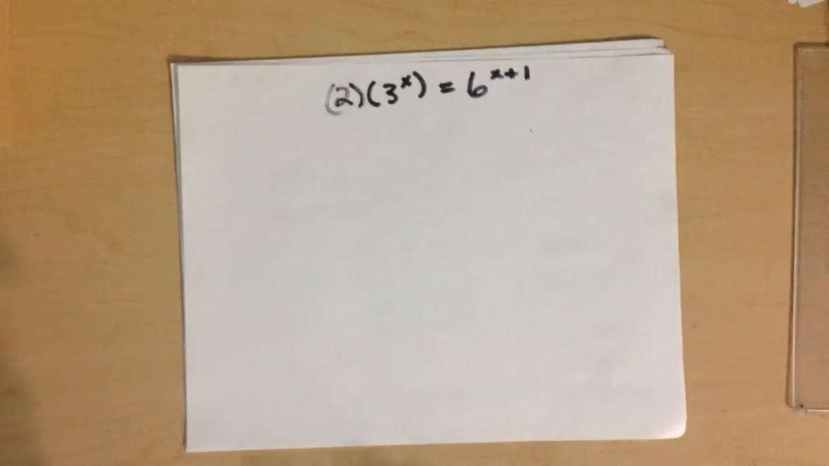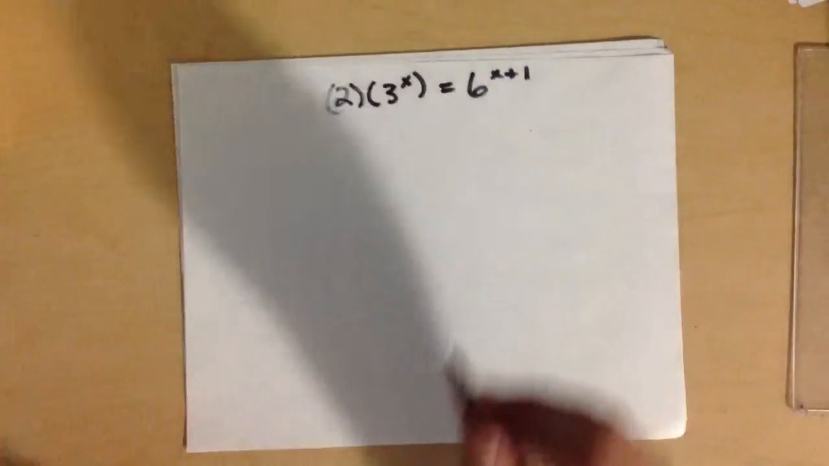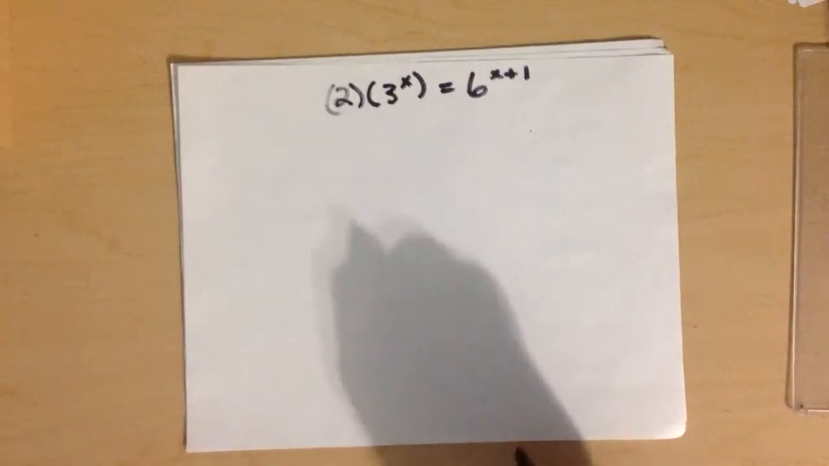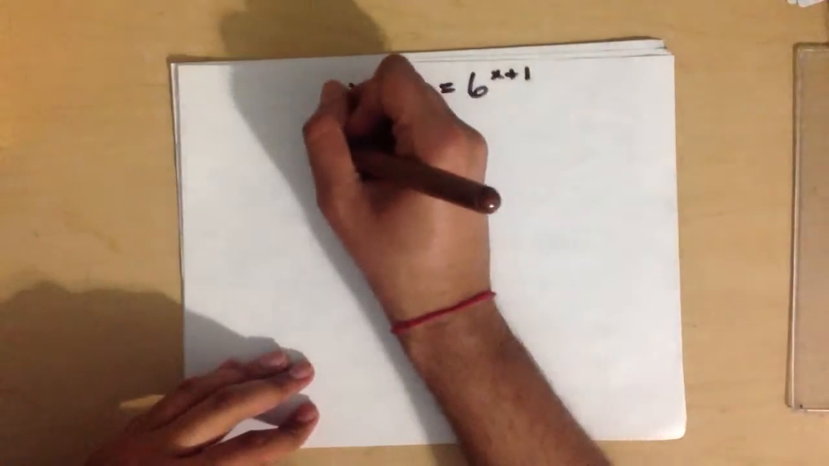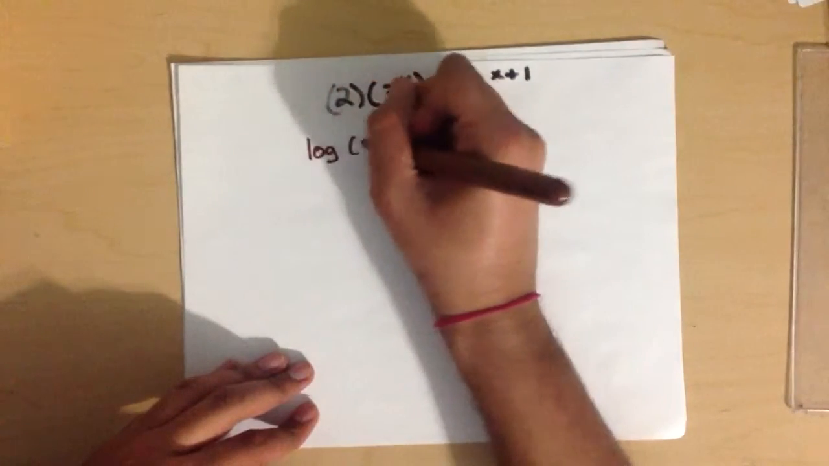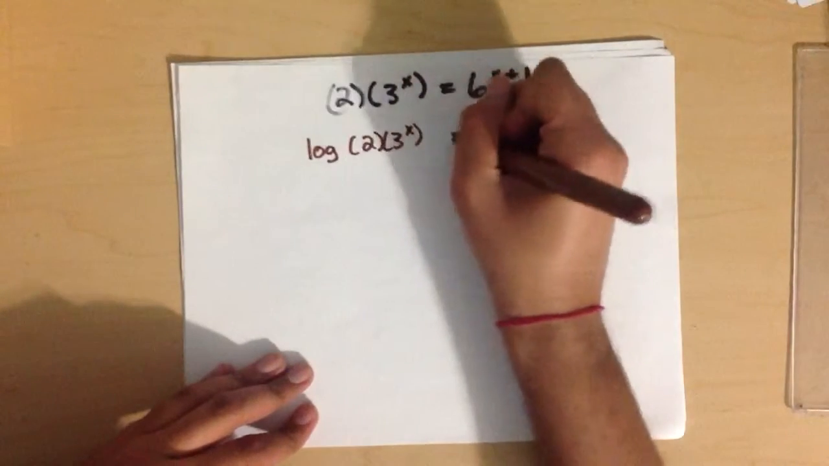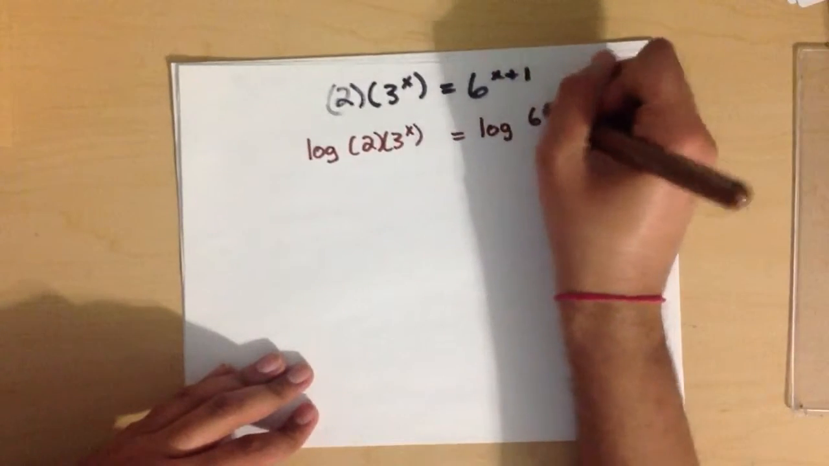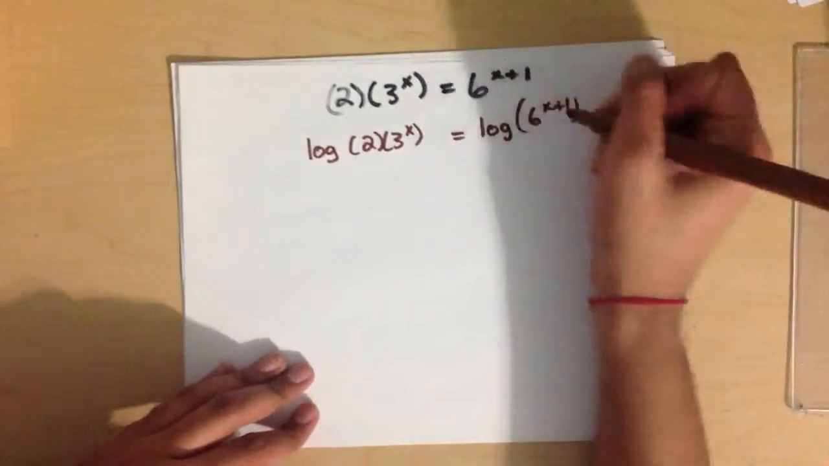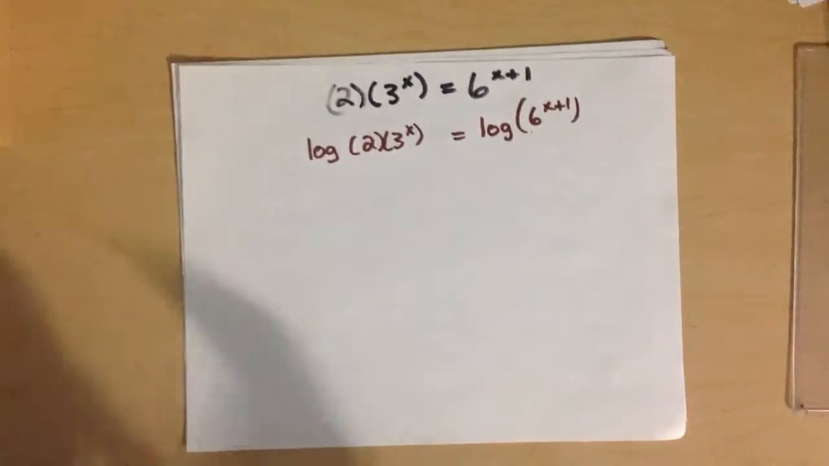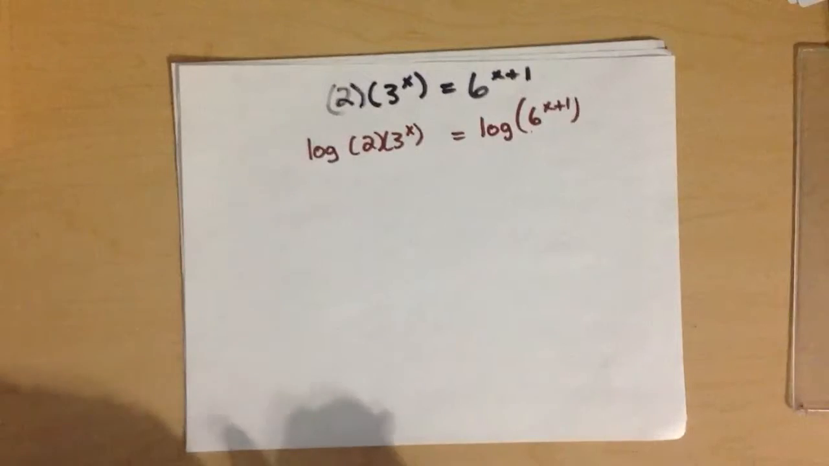So, starting off, the first thing we're going to do is we're going to log both sides. That's always what we do. And we're not going to choose a base here just yet, so we're going to log both sides, just plain and simple. Log of 6 to the x plus 1. Now, we're going to use some of our exponent rules, or some of our log laws to simplify this expression out.